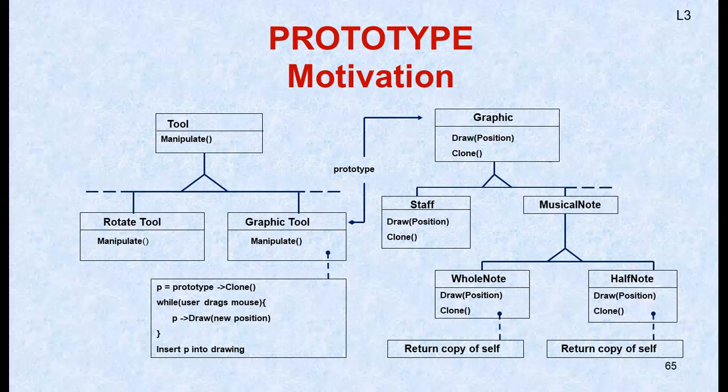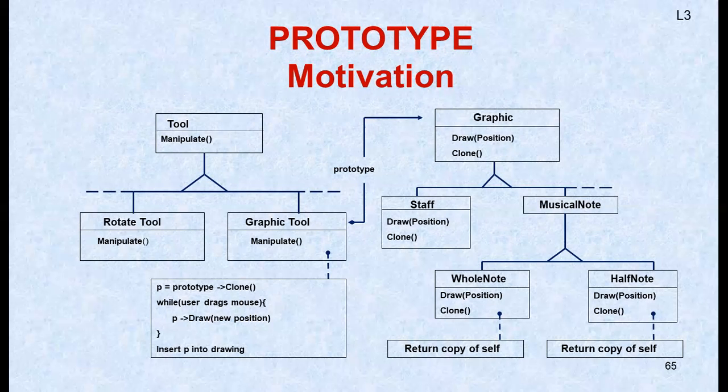If all the graphic subclasses support a clone operation, then the graphical tool can clone any kind of graphic. So in our music editor, each tool for creating a music object is an instance of a graphical tool that is initialized with a different prototype. Here each graphical tool instance will produce a music object by cloning its prototype and adding the clone to the score.